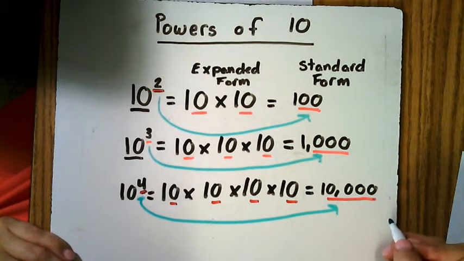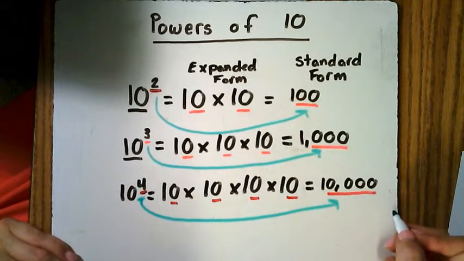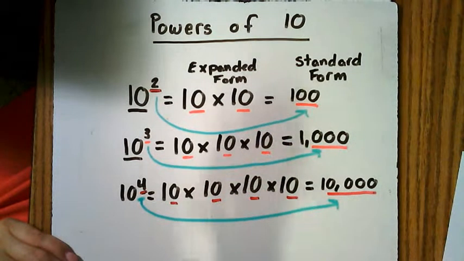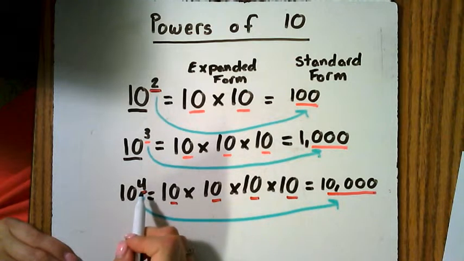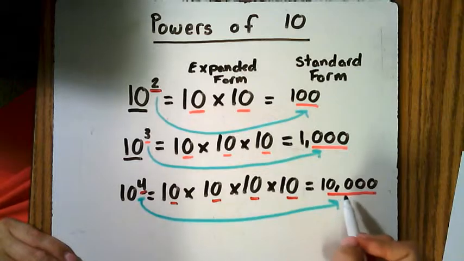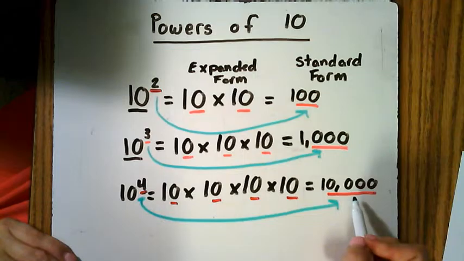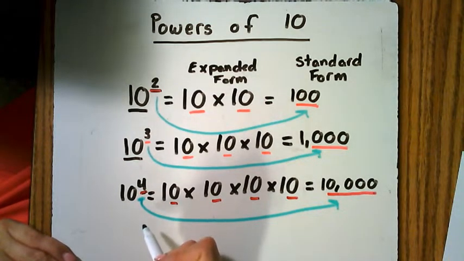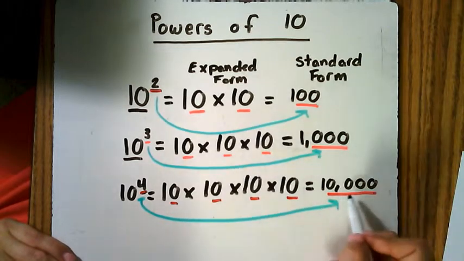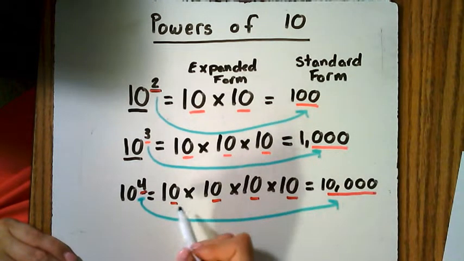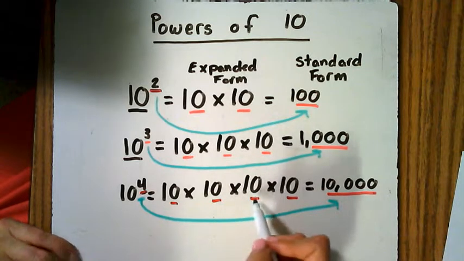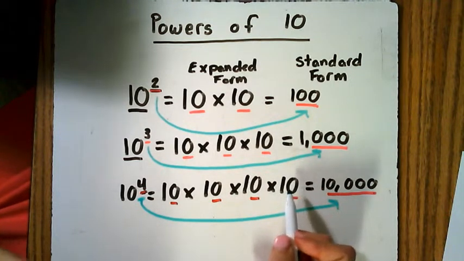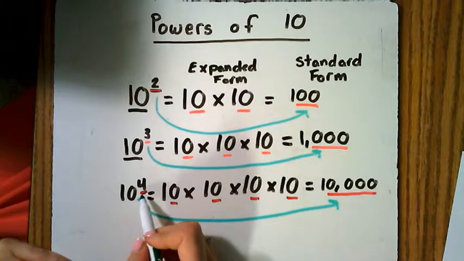So the pattern with powers of 10 tells us that the exponent gives us how many zeros need to be in our answer. It's a great way for us to check, and it's also a great way for us to work smarter, not harder. As long as we remember we get our answer because we're multiplying 10 by 10 by 10 by 10, however many times that exponent tells us.